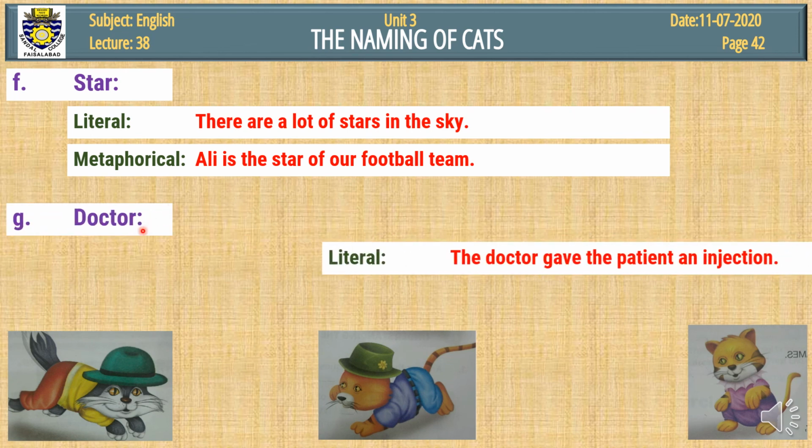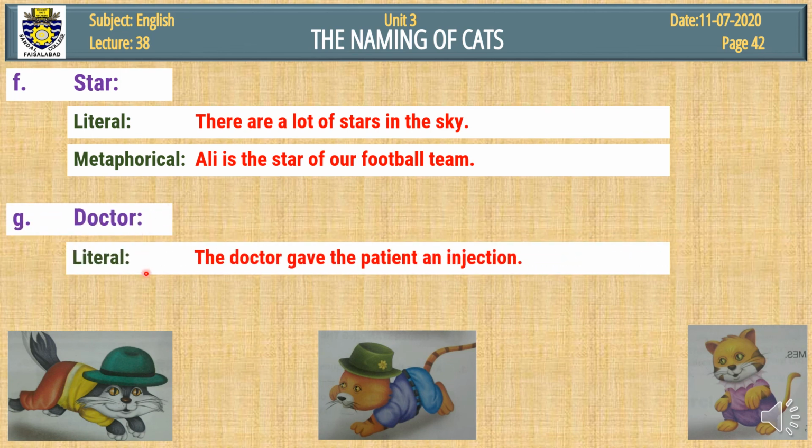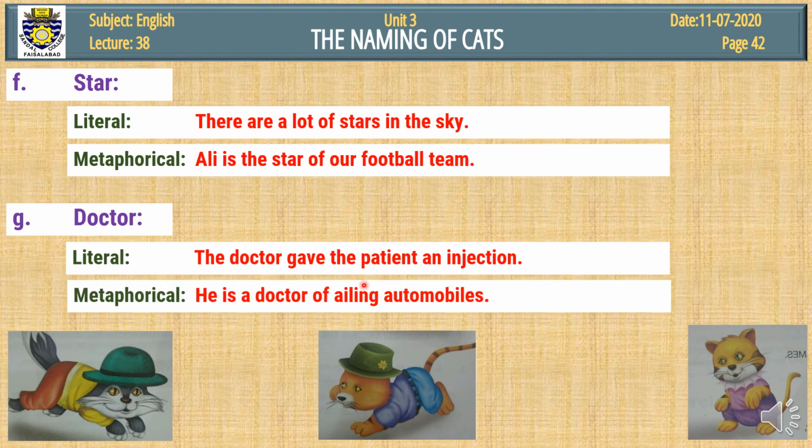G. Doctor. In its literal meaning, in its book meaning, the doctor gave the patient an injection. Now, in its metaphorical sentence: he is a doctor of ailing automobiles. Doctor here means he is the mechanic. He knows each and everything about how to repair the automobiles. Ailing means diseased. Here it means any automobile, any vehicle or car, that is not working, that is out of order, and he can repair them.